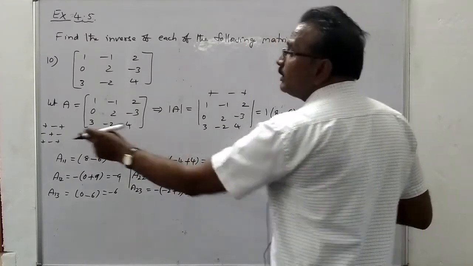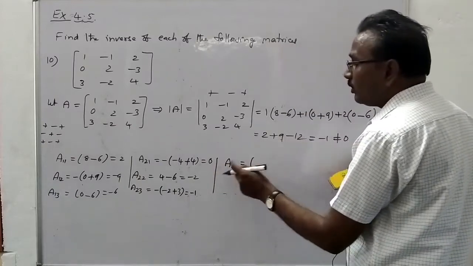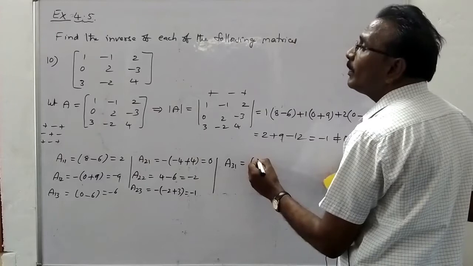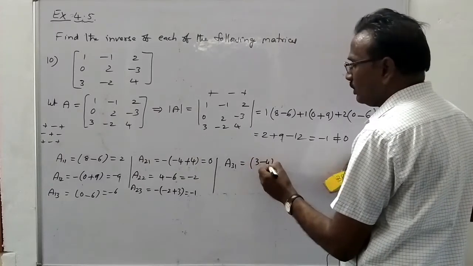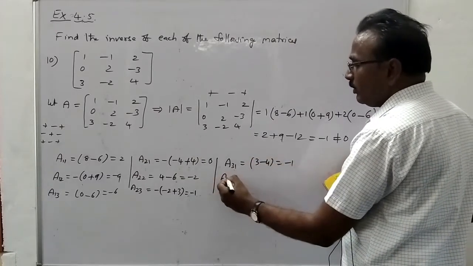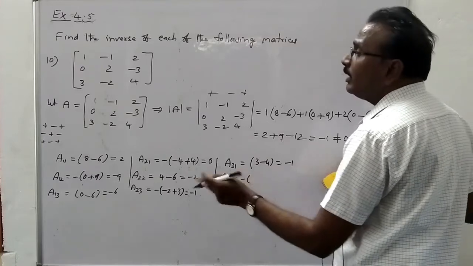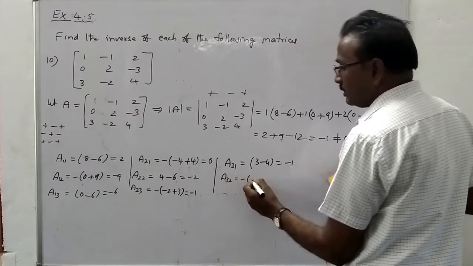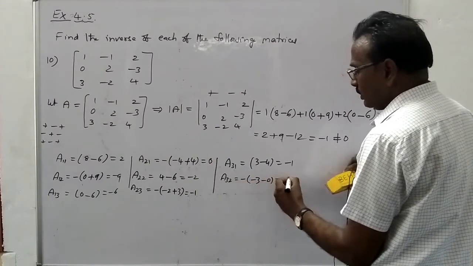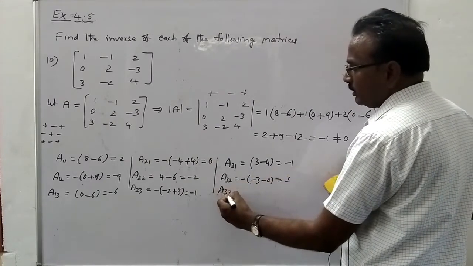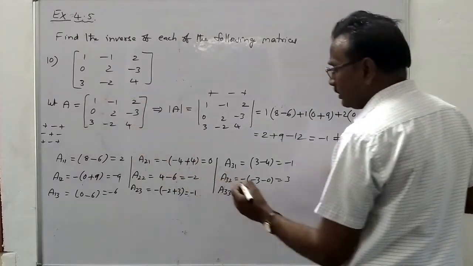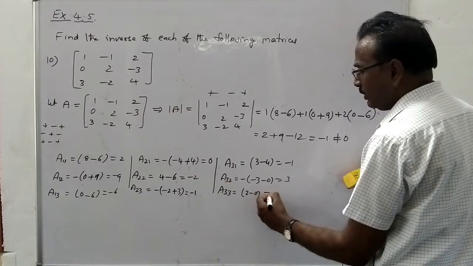Next, a31, sign is plus, deleting third row first column: minus 1 into minus 3 is plus 3, minus 4, the value is minus 1. a32, sign is minus, delete third row second column: 1 into minus 3 is minus 3, minus 0, that is plus 3. a33, sign is plus, deleting third row third column: 1 into 2 is 2, minus 0, the value is 2.